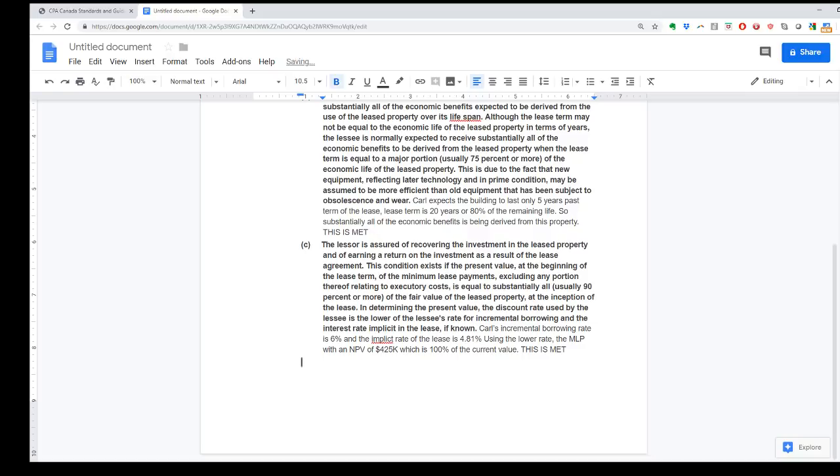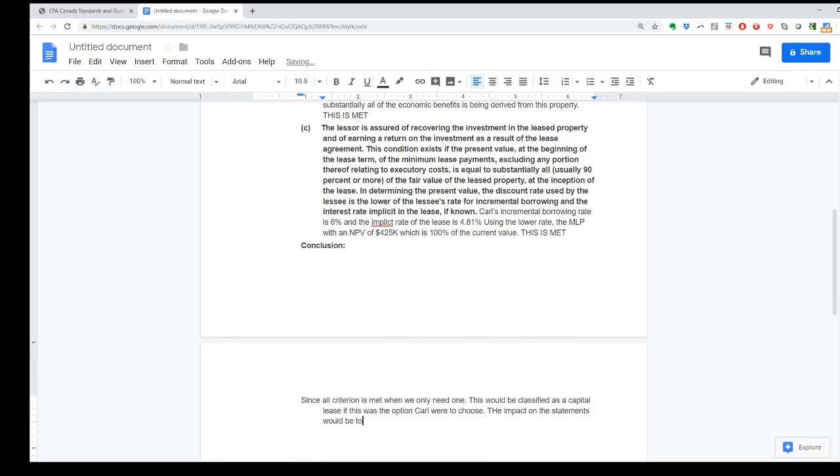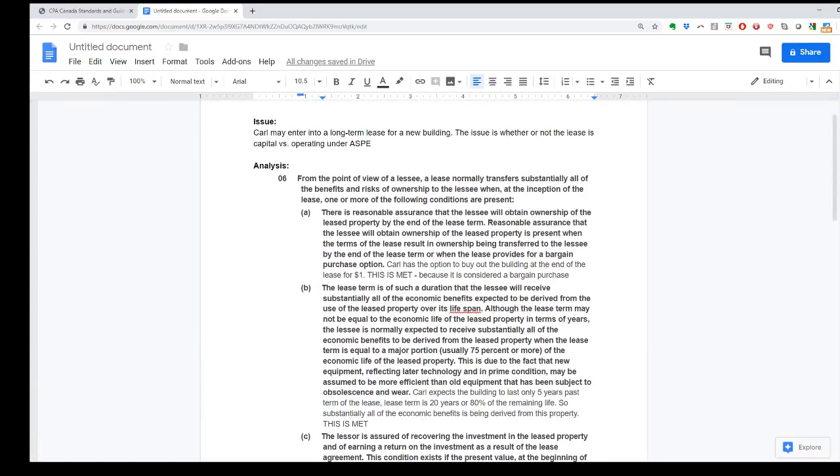So, conclusion: since all criteria are met when we only need 1, this would be classified as a capital lease if this was the option Carl were to choose, and therefore the impact on the statements would be to increase fixed assets and an equivalent liability. After, we would have to do amortization and the impact and accretion below. Done. Okay, so you can see this was done pretty quickly, written very fast, and nothing too unusual about it, right?